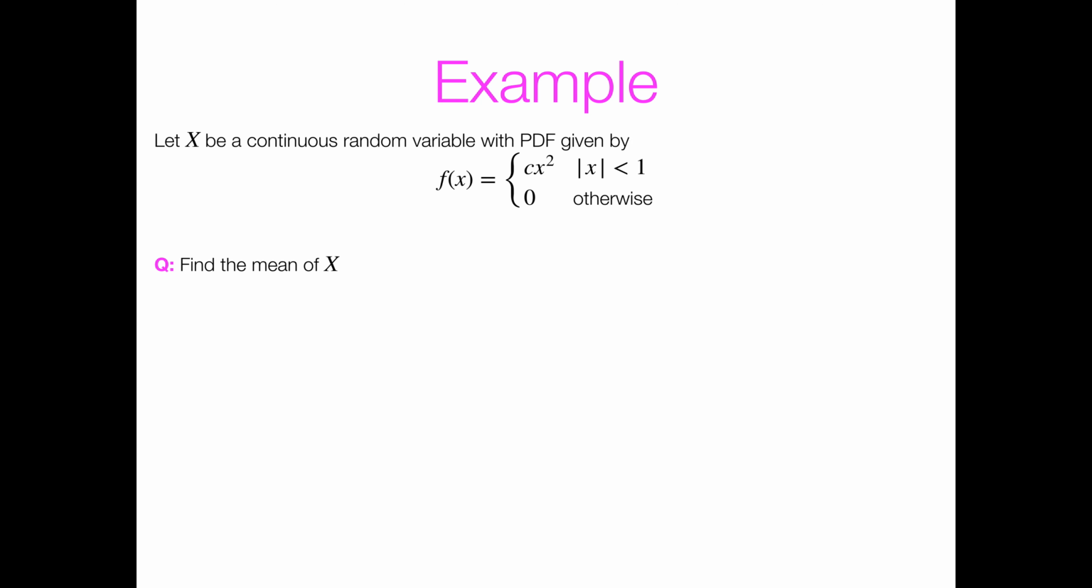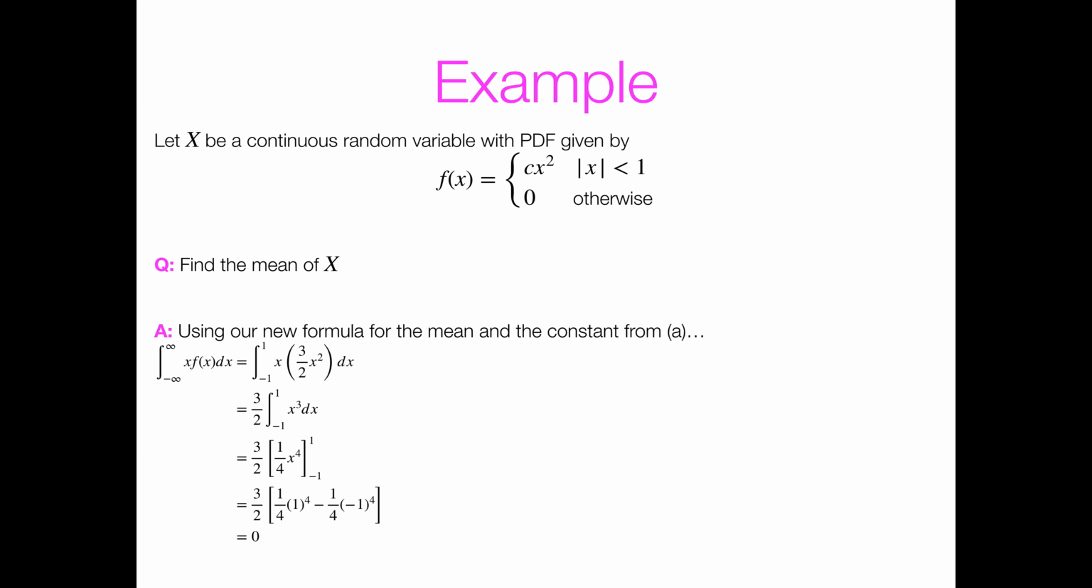So, okay, we've got our PDF. We also now have that value of c. Find the mean of x. Well, it's the integral from negative infinity to infinity of x times f of x dx. That's what we start with. Now let's fill in the pieces. Our bounds are only negative 1 to 1, and our f of x is 3/2 x squared. So pull that 3/2 out front and combine the x's. You get 3/2 times the integral from negative 1 to 1 of x cubed dx. The antiderivative of x cubed is 1/4 x to the 4th. So then do some evaluation, and you get that the mean is 0.